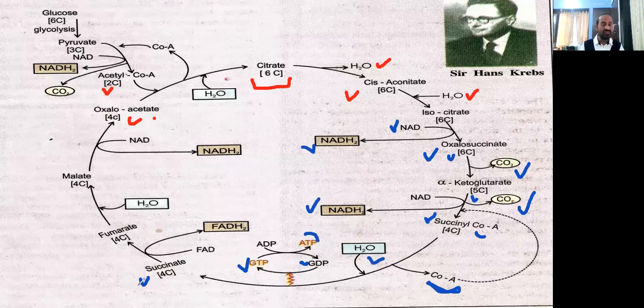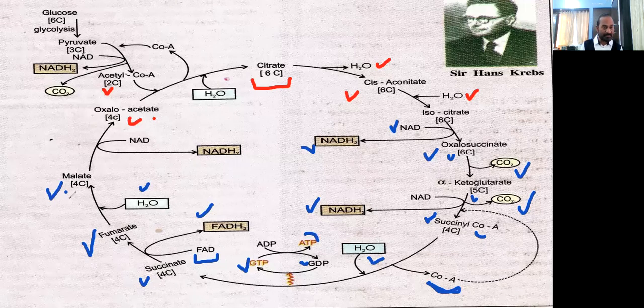Now this 4 carbon succinic acid again undergoes oxidation, removal of hydrogen. The removed hydrogen is accepted by another coenzyme called flavin adenine dinucleotide, FAD, which receives the hydrogen from succinate and is converted to FADH2. By oxidation of succinic acid, another organic acid is formed, called fumaric acid. Now this fumaric acid undergoes hydration to form malic acid, another organic acid.